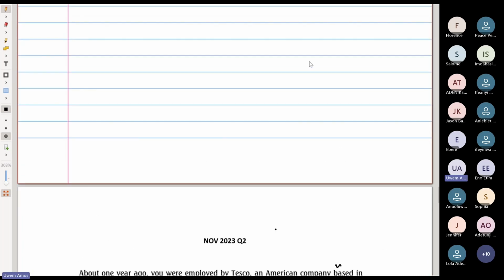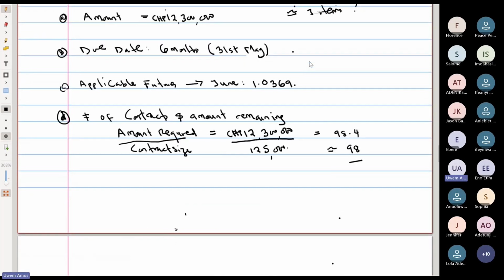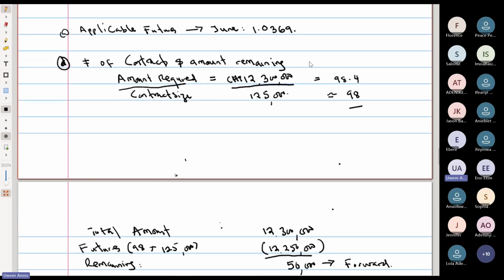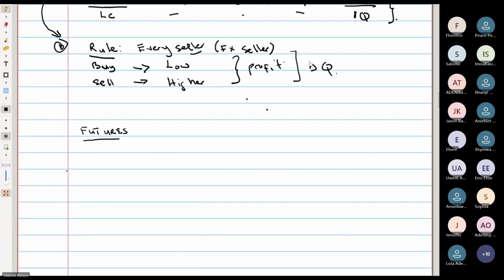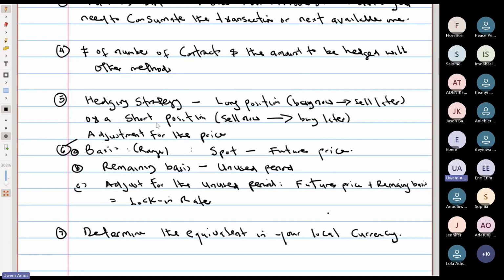Okay, so that's our step 5. So we have just two quick more steps to go, which is determining the adjustment for the price, and then we convert. Now, step 6 is an adjustment for the price. Now, step 6 is optional.